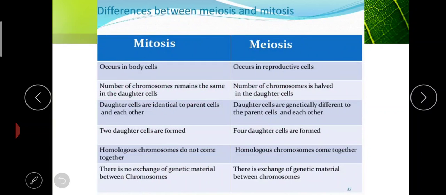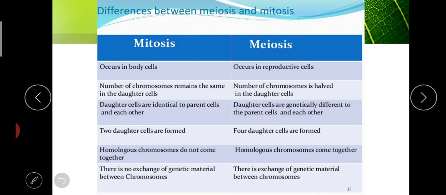So now we are going to see the difference between mitosis and meiosis. Mitosis occurs in the body cells. Meiosis occurs in the reproductive cells. Body cell means what? Somatic cells. In mitosis, you can see the number of chromosomes remains the same in daughter cells. Here in meiosis, it is halved. Like 2 will be divided into 1, which we call reduction division.